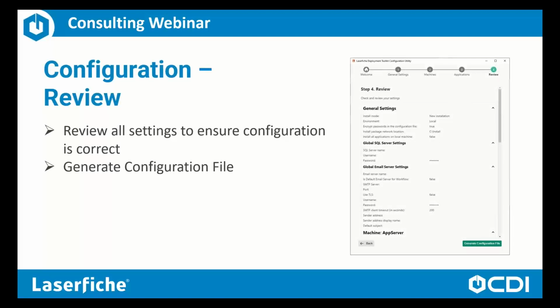Finally, we have the opportunity to review our configuration. Here we can see all of our configuration information and ensure it is all correct. And using the generate configuration file button in the bottom right-hand corner, we'll generate the .json file with all of the settings that we have defined here.